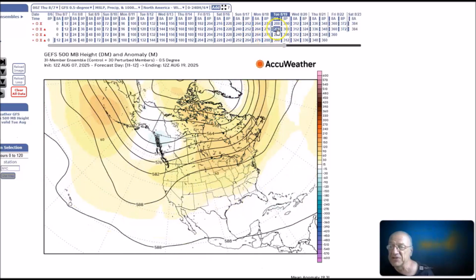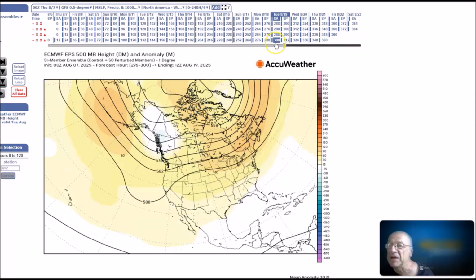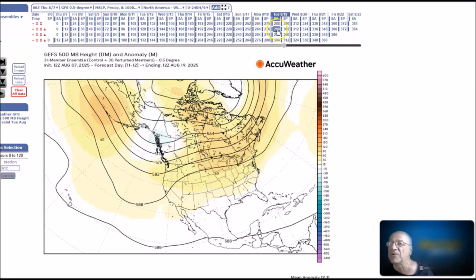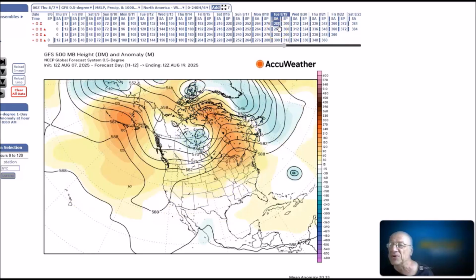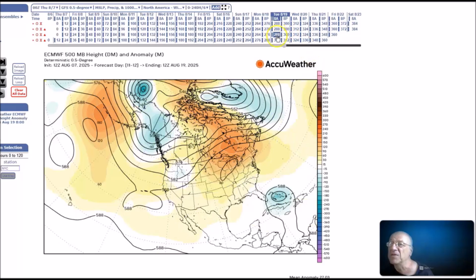And what we have here is generally a zonal flow. The ensembles are in good agreement. Here's the European ensembles and the GFS ensembles. But if you look at the operational, they kind of still have a trough here. Then we look at the GFS, still a little bit of a trough here. Stronger ridge here in the eastern states.